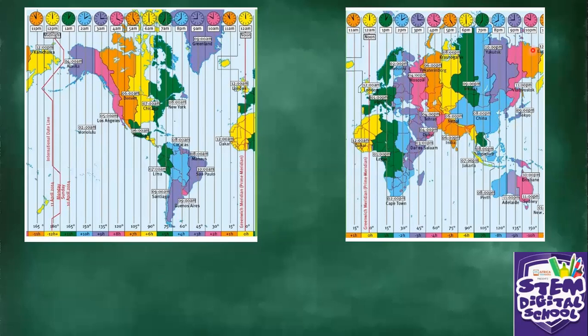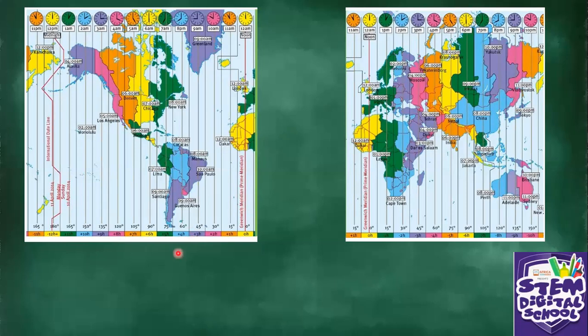Now, this map on the right is on the east of Greenwich Meridian. This whole part is on the east of Greenwich Meridian. And then on the left, we have the places on the west of Greenwich Meridian.